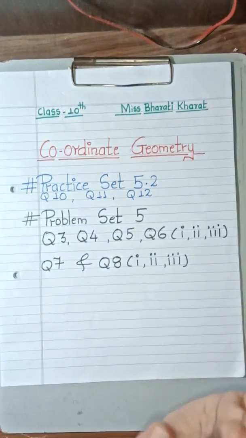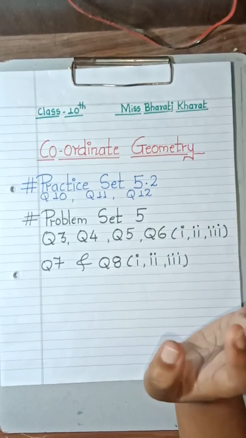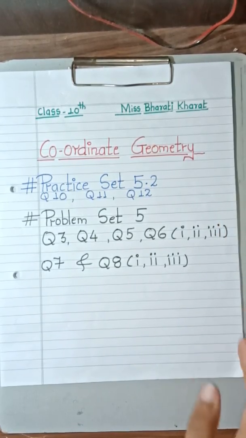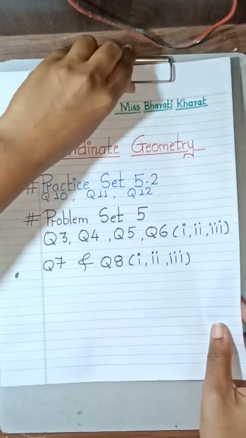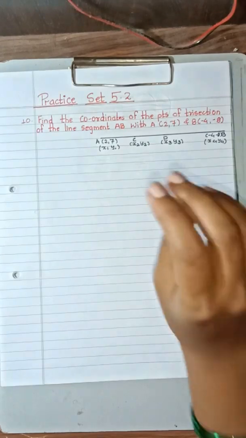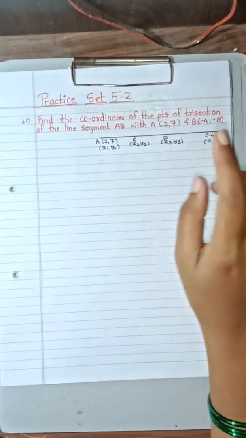So without wasting our time, let us start with practice set 5.2. In that we are going to study the first question, that is question number 10. Now children, in this question they have told us to find the coordinates of the points of trisection.